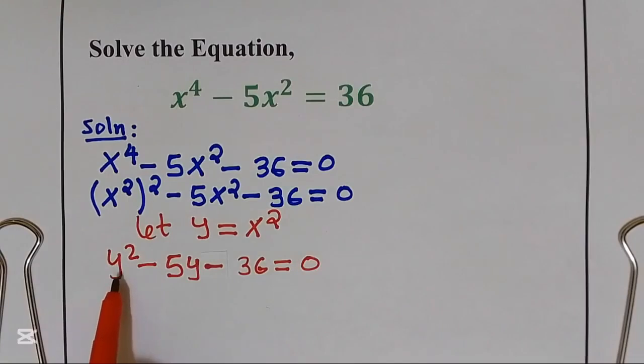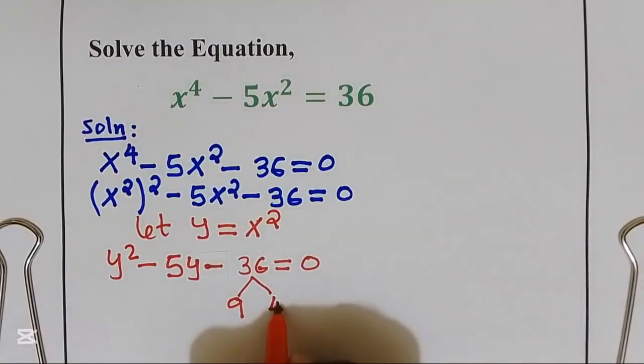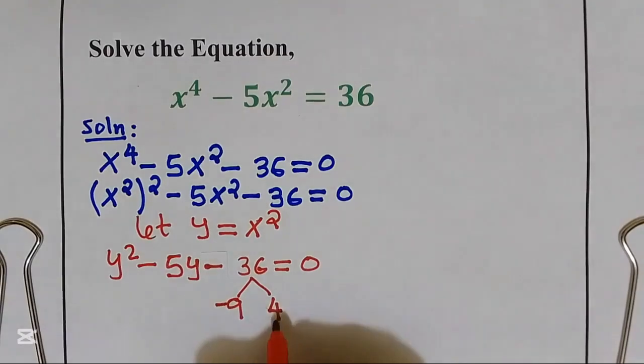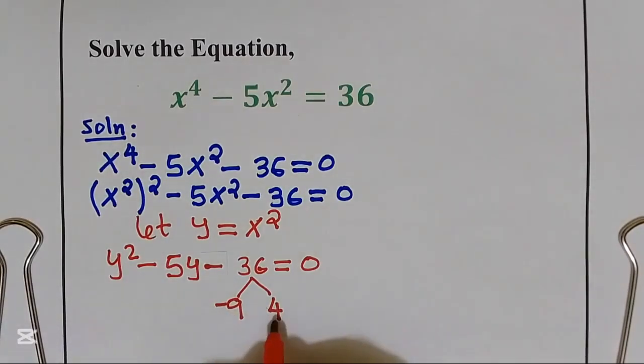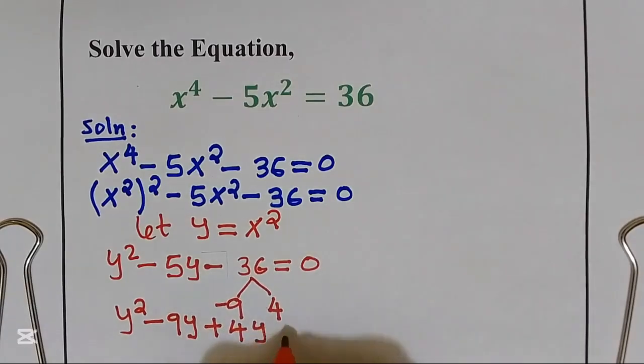Let us factorize y squared minus 5y minus 36 is equal to 0. 36 is the same as 9 multiplied by 4. I need to get minus 5y, so 9 is going to take negative and 4 is going to be positive, because minus 9 plus 4, we get minus 5, and minus 9 multiplied by 4, we get minus 36. So y squared minus 9y plus 4y minus 36 is equal to 0.